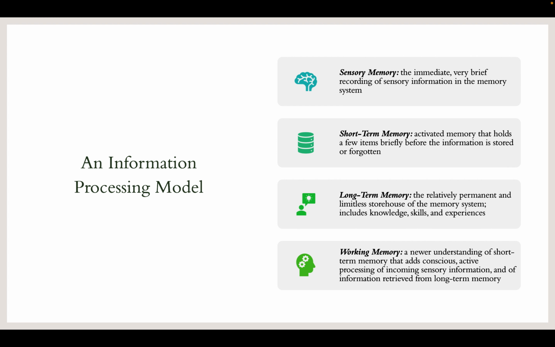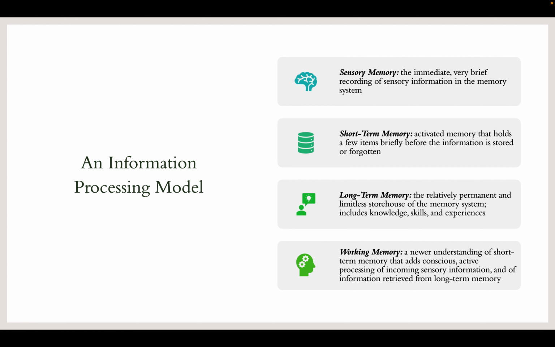So sensory memory is the immediate, very brief recording of sensory information in the memory system. So it's very fleeting. It doesn't stay for very long. It's the to-be-remembered information. So that is sensory memory. It's the immediate memory. It's brief, and it's to be remembered. It has not entered the processing. It has not entered the memory storage or even been encoded so that it can be stored.